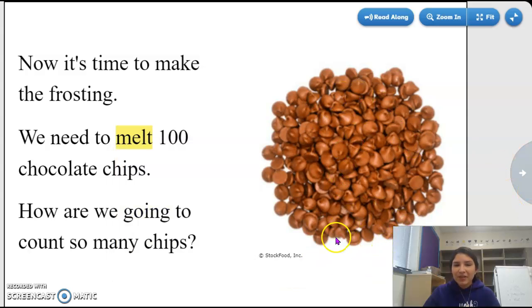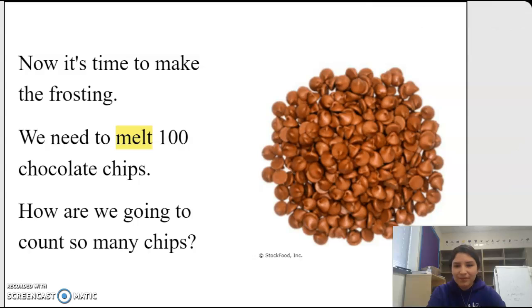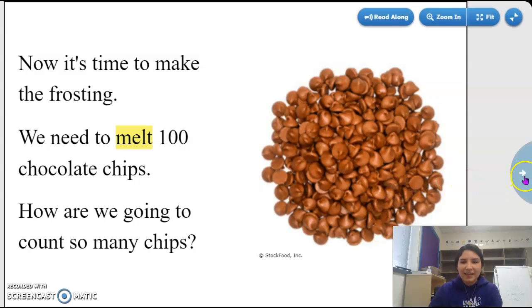So go ahead and make a prediction. How do you think they are going to count so many chocolate chips? Give you a moment to make a prediction, and we'll see if it comes true. All right, let's keep reading.